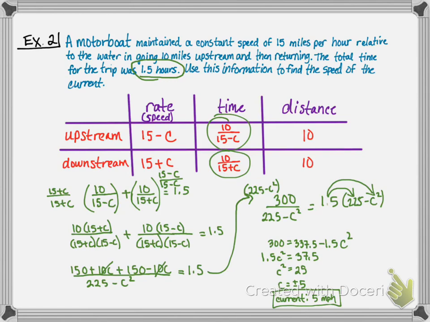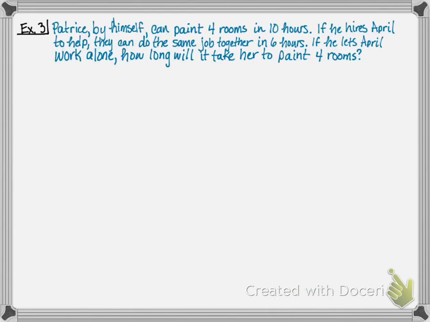Okay, let's look at one more example. Oh, by the way, I call these rate times time equals distance problems. So one more example. Example 3. Patrice, by himself, can paint 4 rooms in 10 hours. If he hires April to help, they can do the same job together in 6 hours. If he lets April work alone, how long will it take her to paint 4 rooms?